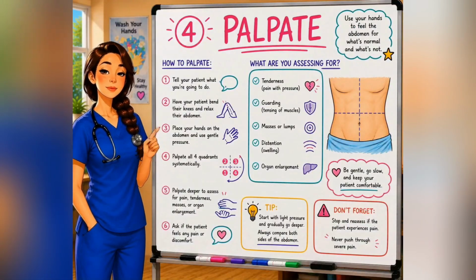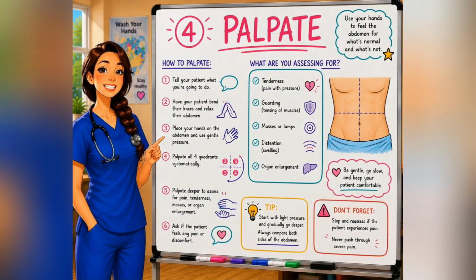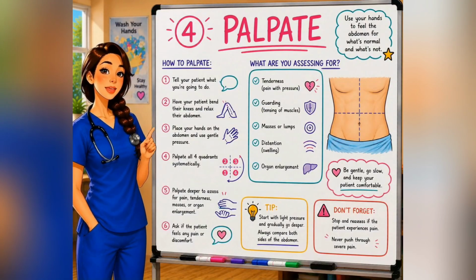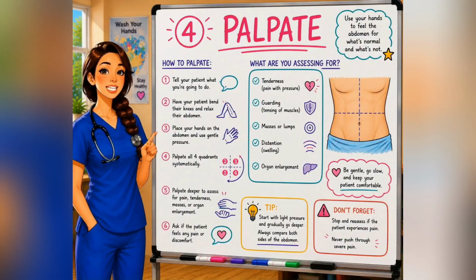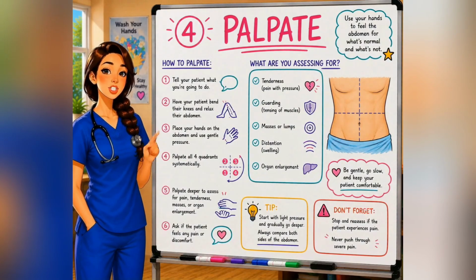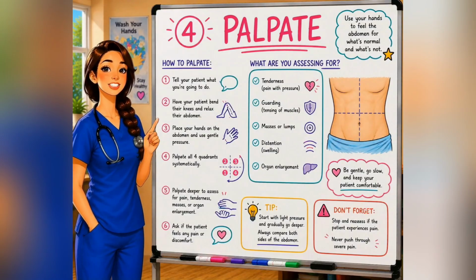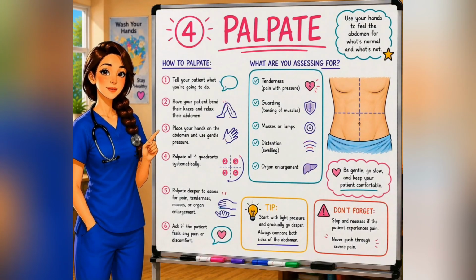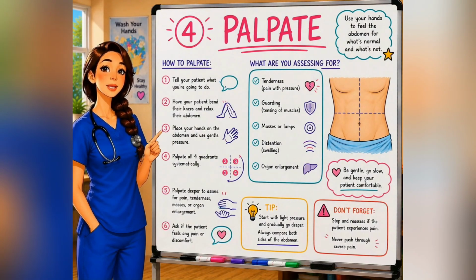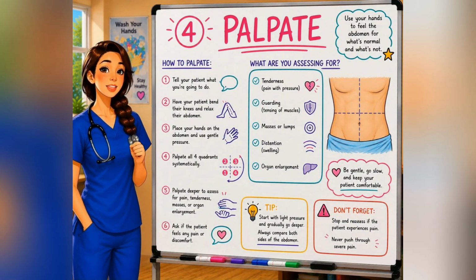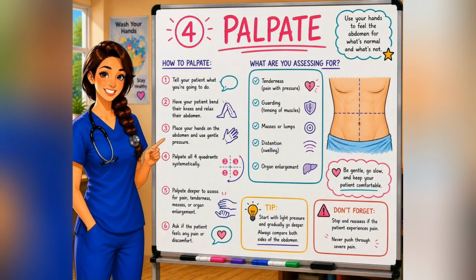Step 4, palpate. This step is last for a reason. Start with light palpation first. You're checking for tenderness and guarding, then move to deep palpation. You're checking for masses and deeper areas of tenderness. Remember, light before deep. If you press too hard right away, you can cause unnecessary pain and miss important findings. That's why palpation is always last.